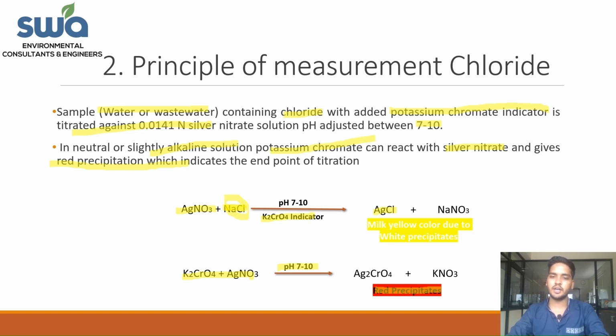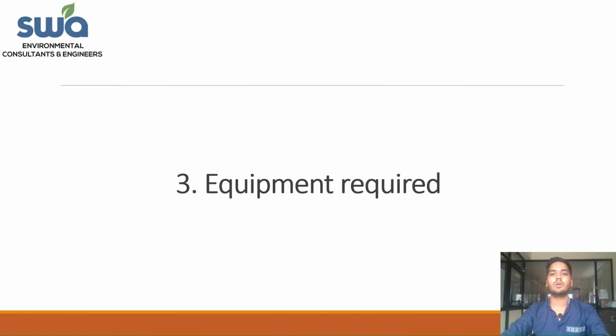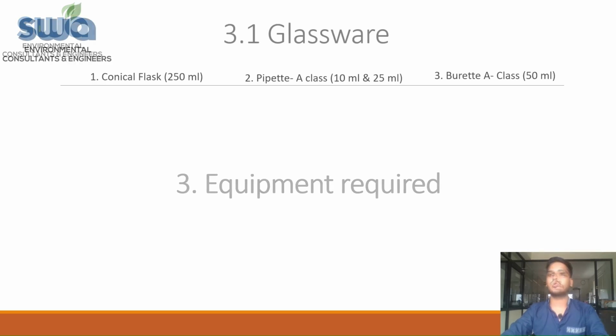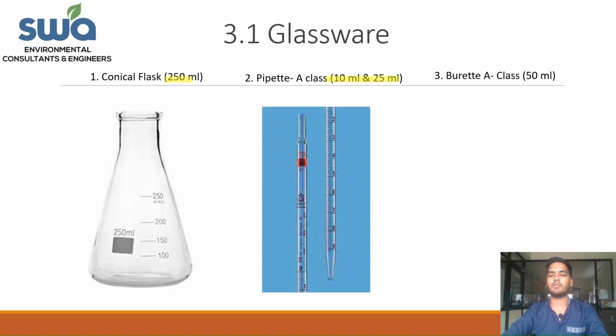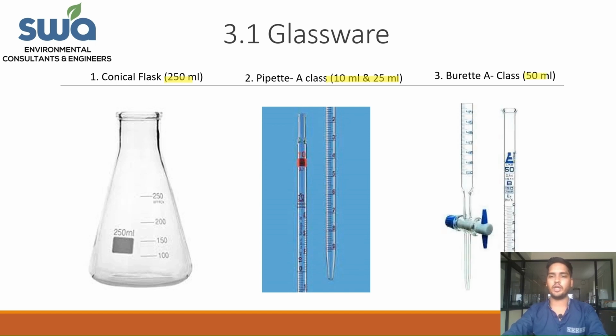So let's understand how we can perform the analysis and which equipment will be required for this. Some glassware and reagents will be required for this analysis. Let's see which types of glassware and reagents will be required. Firstly, we will require a conical flask of 250 ml, a pipette of 10 or 25 ml, or you can take both, and a burette of 50 ml.